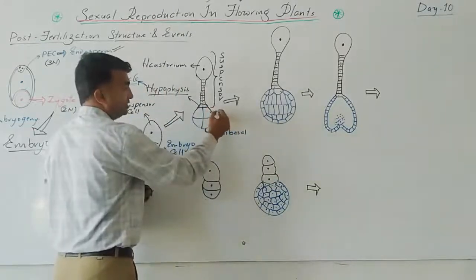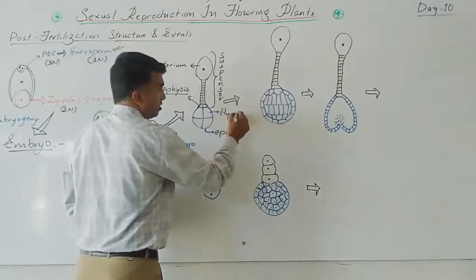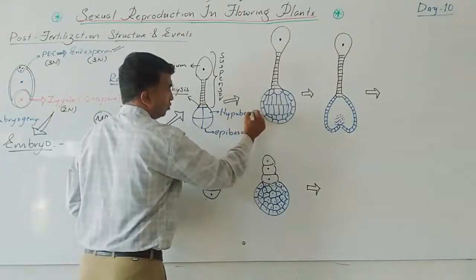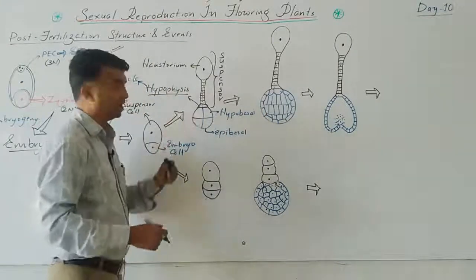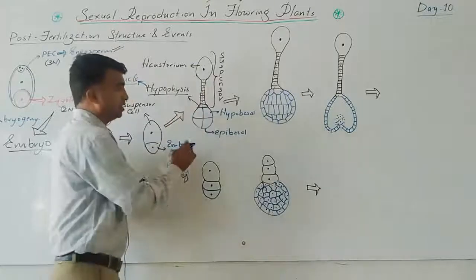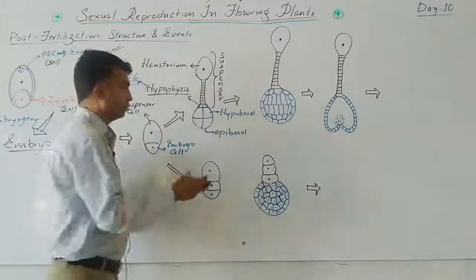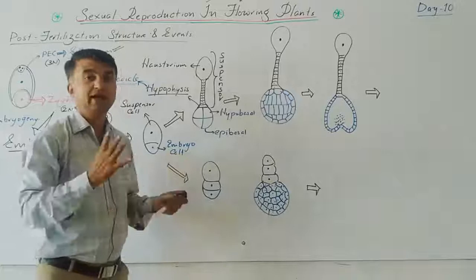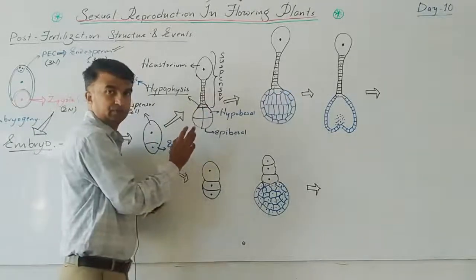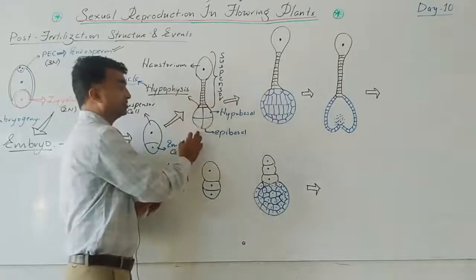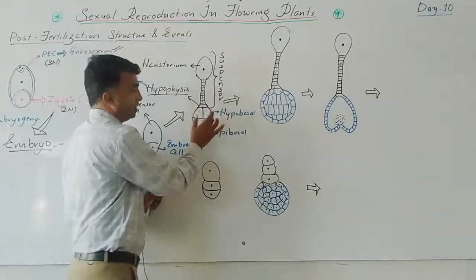Epibasal, and these cells are called the hypobasal. Epibasal means the main end, hypobasal means the lower end. So ultimately the globular structure is formed where the 8 cells are present. This structure is almost the globular embryo. Now this complete structure undergoes repeated division.